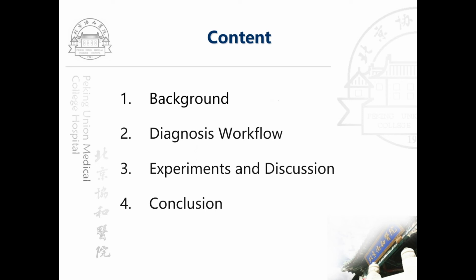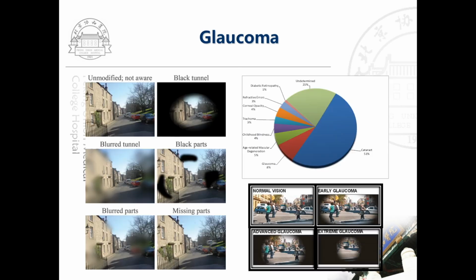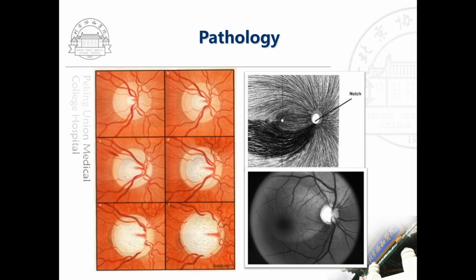Now, I would like to briefly talk about the background of glaucoma. Glaucoma is a group of eye diseases, often characterized by elevated intraocular pressure, and is the second cause of blindness worldwide. As shown in this figure, a typical pattern is progressive peripheral visual field loss, followed by central field loss. Structural abnormalities of the optic disc or retinal nerve fiber layer can be found in patients suffering from glaucoma.